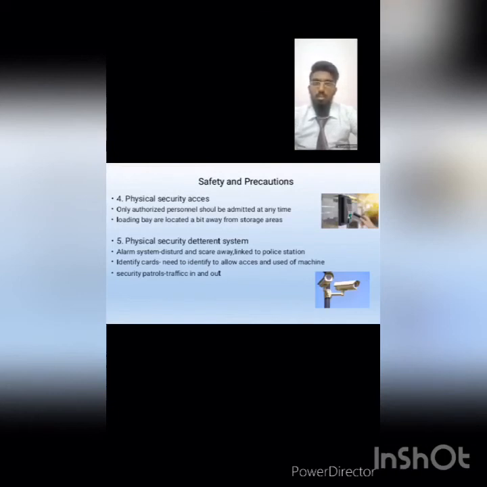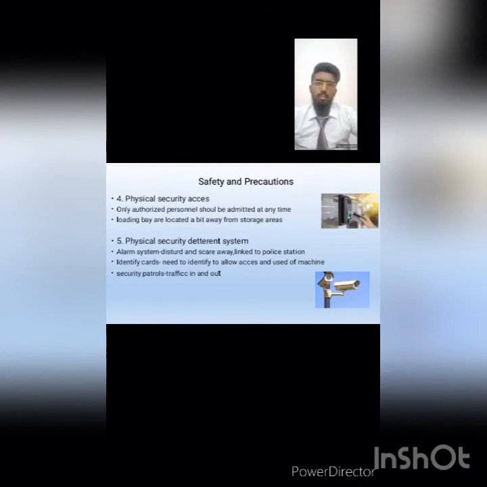Standard and only authorized personnel should be admitted at any time. Don't allow visitors to roam in the warehouse without supervision. Vehicle loading should be done through a separate channel for better warehouse security. After this, the loading bay must be located a bit away from the storage area for better security management. This is followed by safety and precaution of flow of operation in the warehouse.